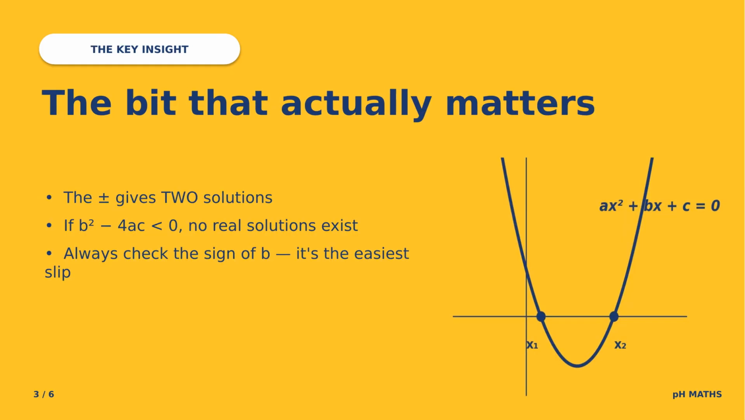Key insight: the plus or minus produces two answers, one with plus, one with minus. If the discriminant, that's the b squared minus 4ac, is positive, you get two real solutions. If it's 0, you get one repeated solution. If it's negative, no real solutions exist. Always check the sign of b. It's the easiest place to make a mistake.